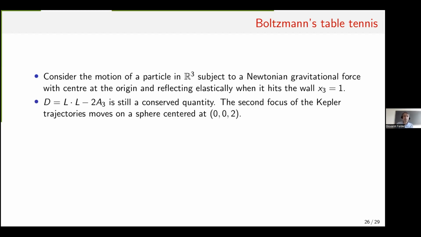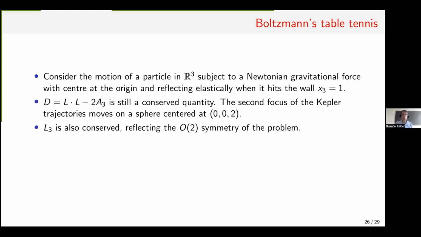So now, what are the integrals of motion? Again, you have the energy, which is conserved. And this D, this combination of angular momentum and the Laplace-Runge-Lenz vector, is still conserved. And so again, you have this picture that the second focus of the Kepler trajectories moves on a sphere centered at (0,0,2), the reflected image of the origin with respect to the wall.